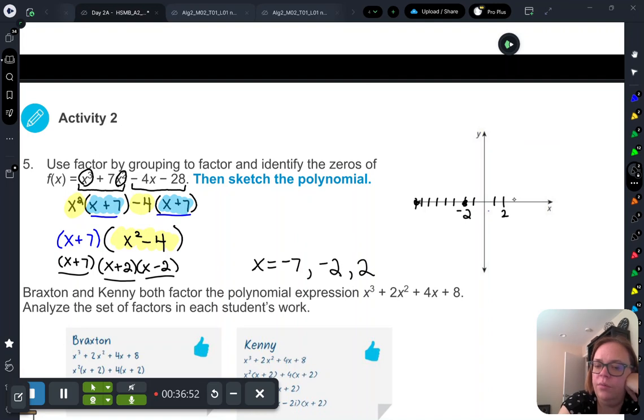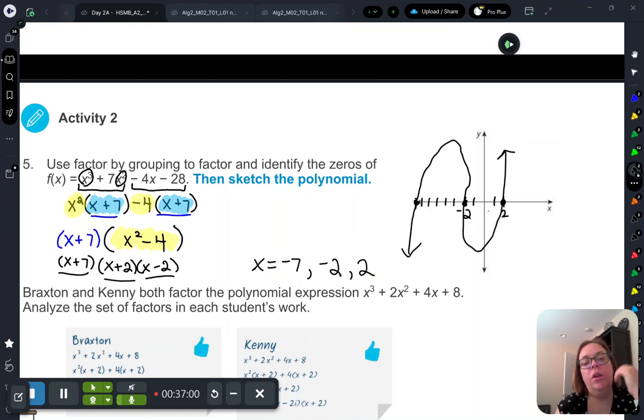And just go up and then down. That was terrible. That's generally the shape. We don't know how high up and down it goes. All right. Go ahead and finish the rest of this.